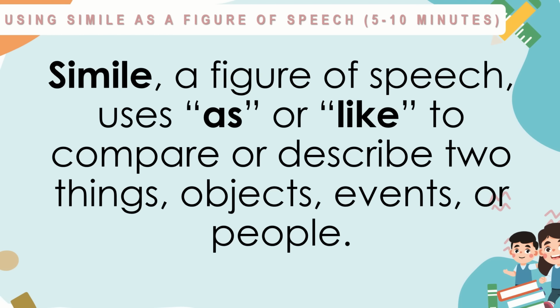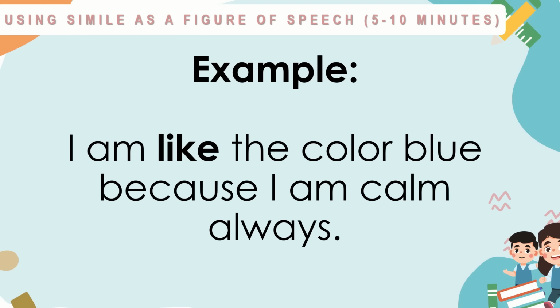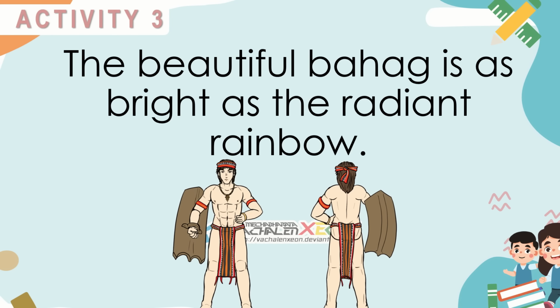Simile, a figure of speech, uses "as" or "like" to compare or describe two things, objects, events, or people. Example: I am like the color blue because I am calm always. The beautiful Bahag is as bright as the radiant rainbow.